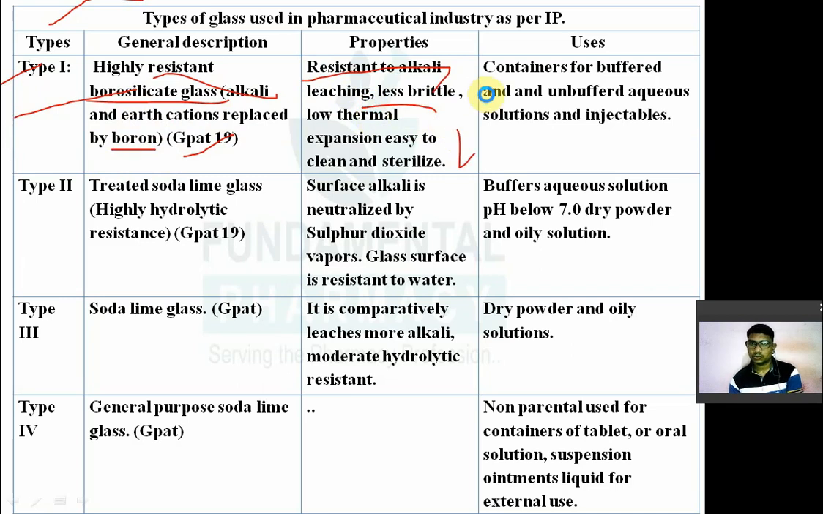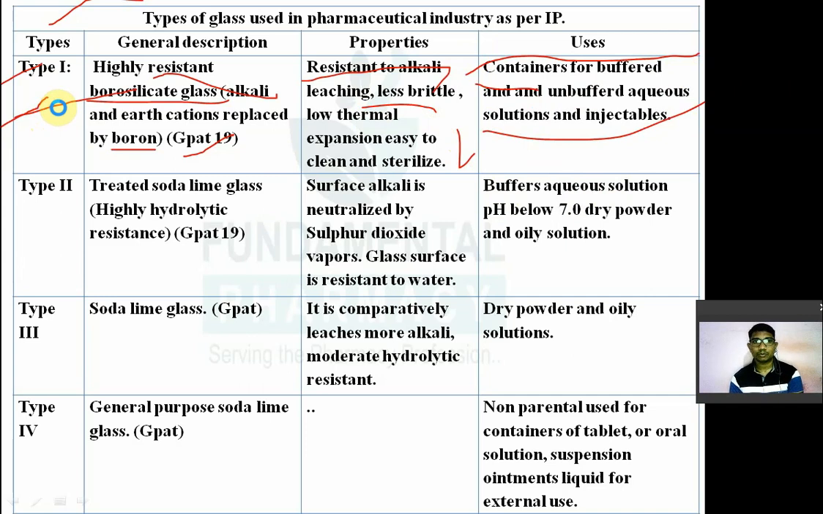So it is used in the container. It is used for the containers for buffered and unbuffered aqueous solution and injectables. So ऐसा क्वेश्चन भी आता है कि which one of the following glass is used for making the containers of injectable? Type first class. Container for buffered unbuffered aqueous solutions and injectable, they are stored in the container made from type first glass. Are you getting or not?